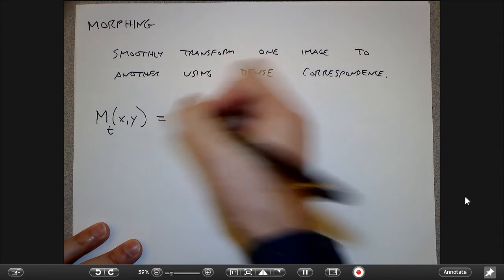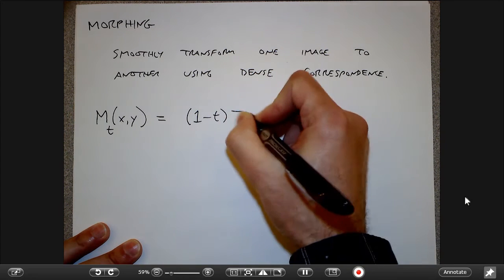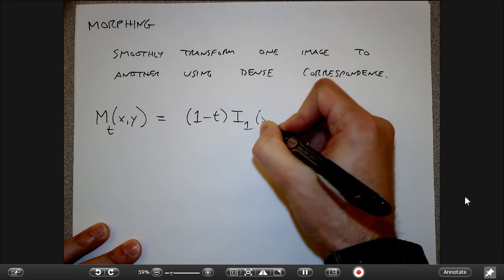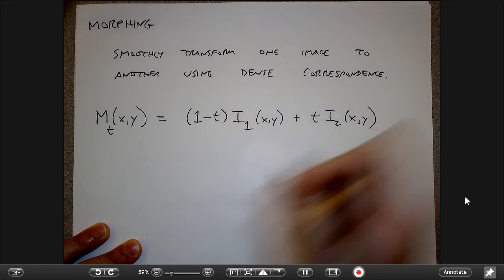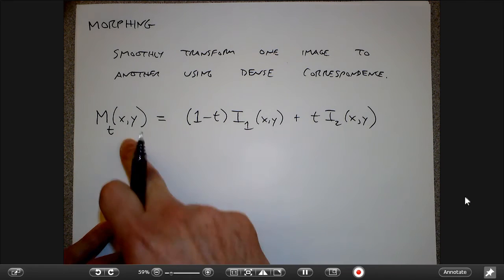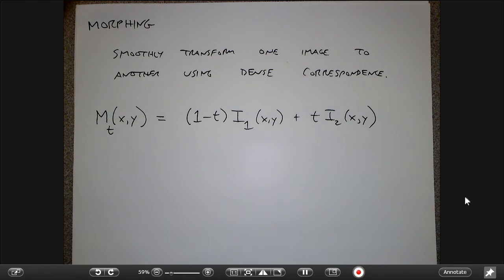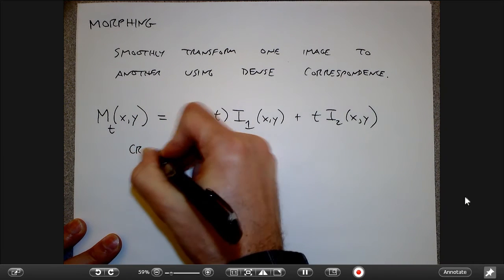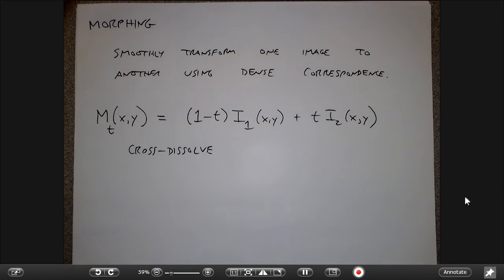So my morph could be saying, okay, let me take 1 minus t times image 1 of xy plus t times image 2 of xy, right? So when t equals 0, the morph is exactly equal to image 1. When t equals 1, the morph is exactly equal to image 2. And in the middle, it's this halfway combination, right? And so this I would call a cross dissolve, right? So whenever you have a TV show where one scene fades into the other one, this is exactly what's happening. I'm doing this linear ramp from one to the other.